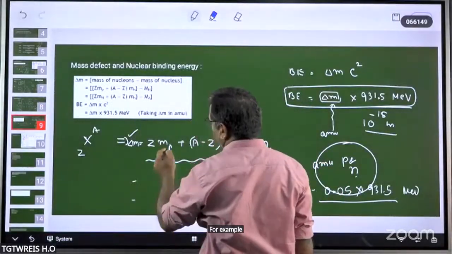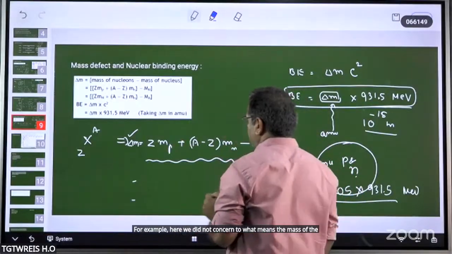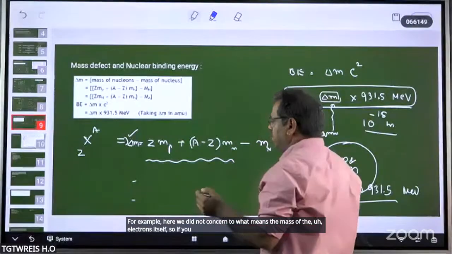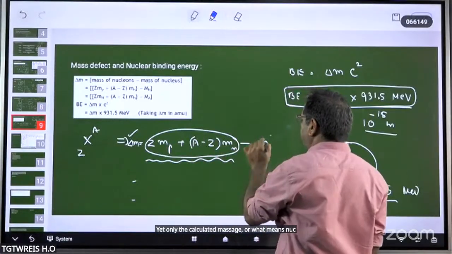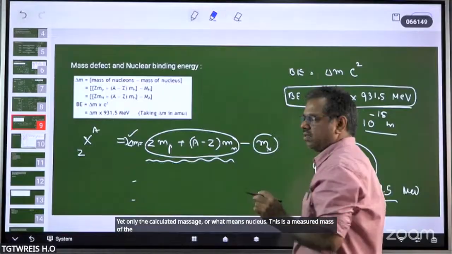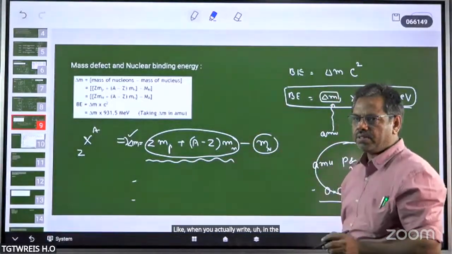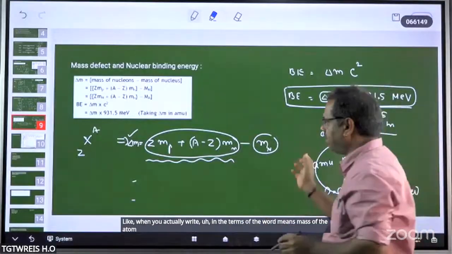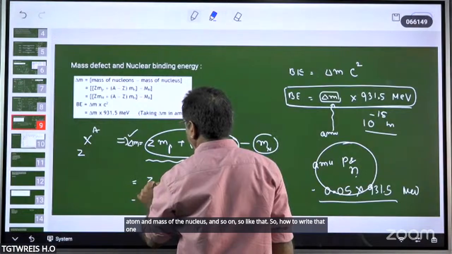For example, here we did not consider the mass of the electrons itself. So if you introduce that also, here only the calculated mass of the nucleus, this is the measured mass of the nucleus. But when you actually write in terms of the mass of the atom and mass of the nucleus and so on, how to write that is very simple.